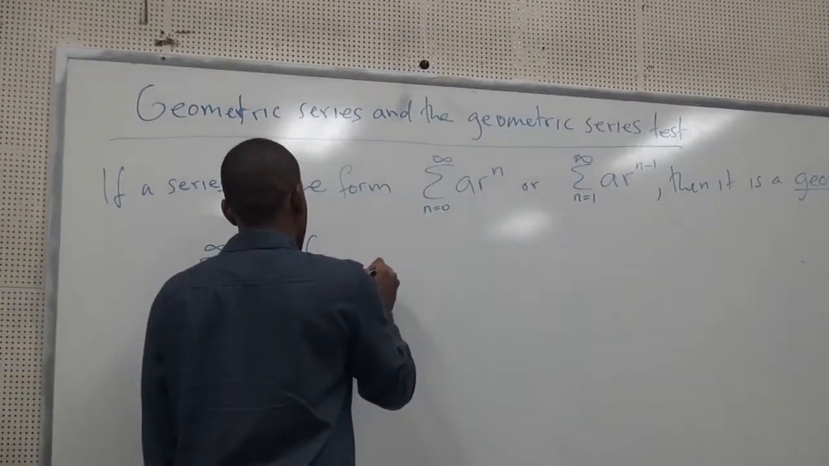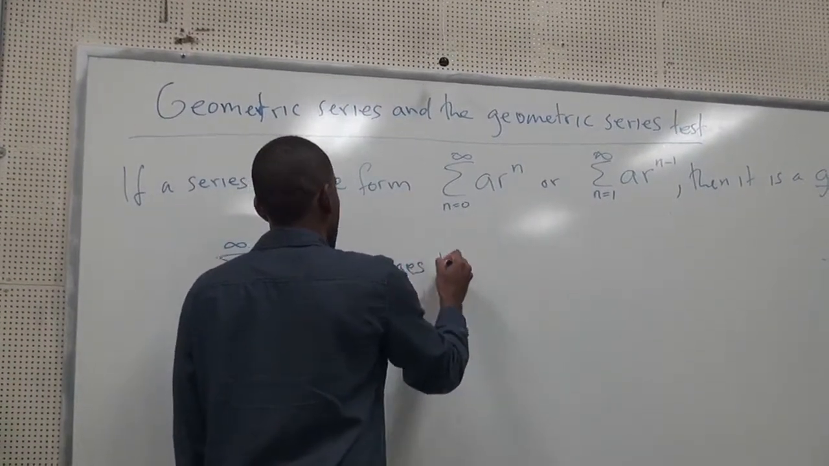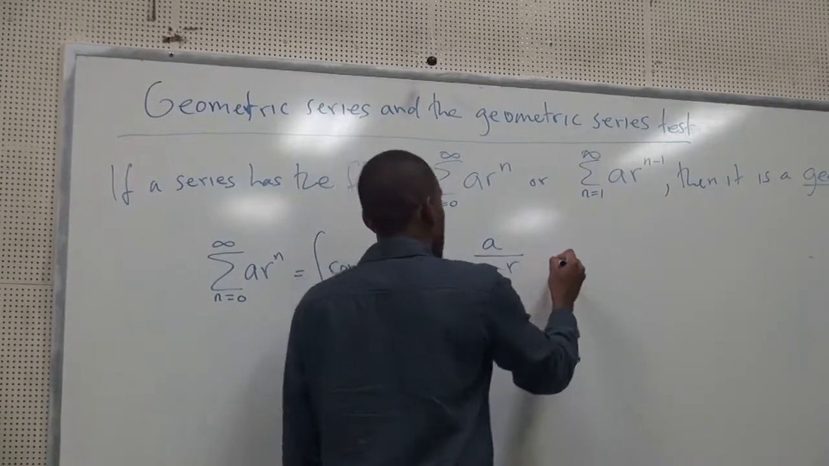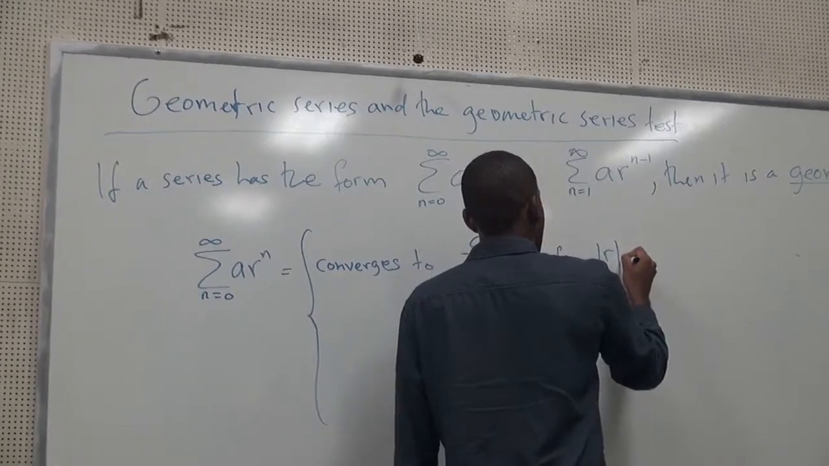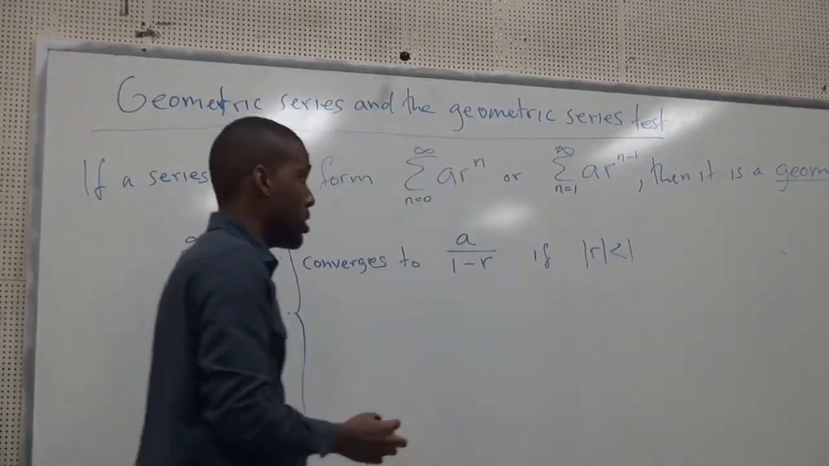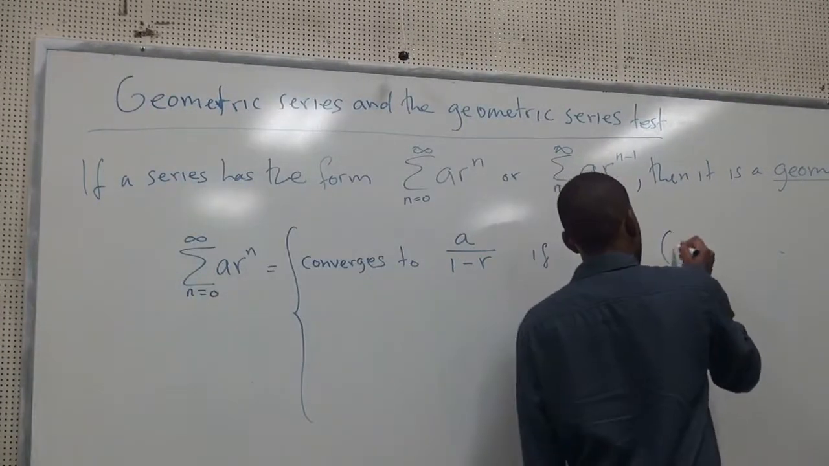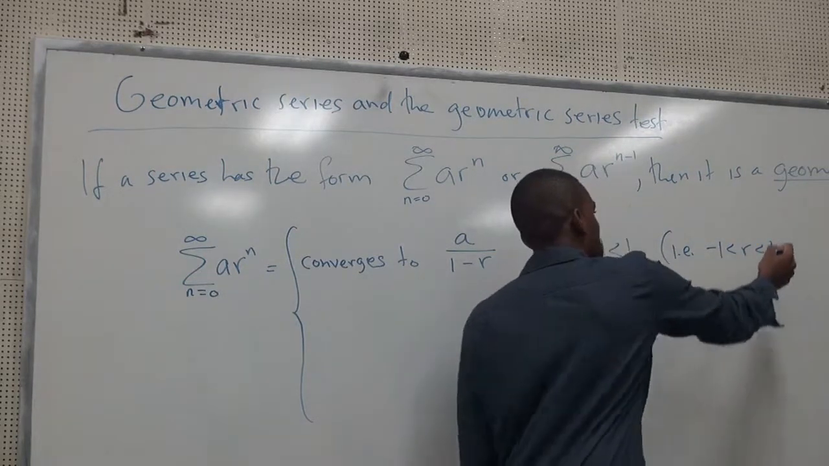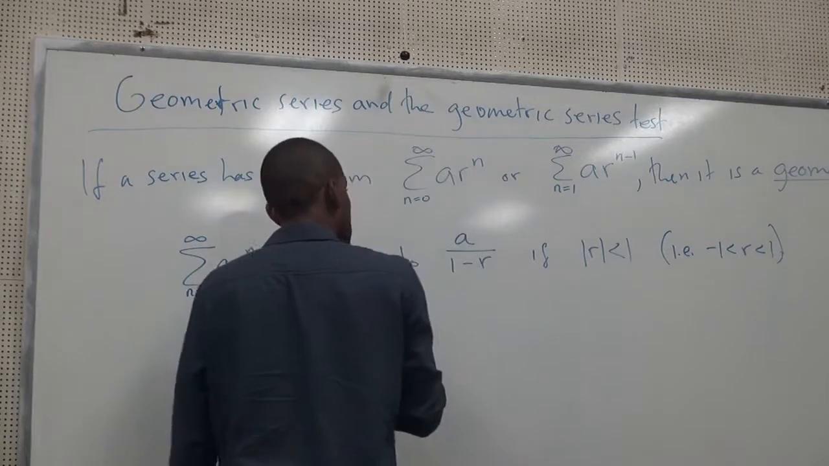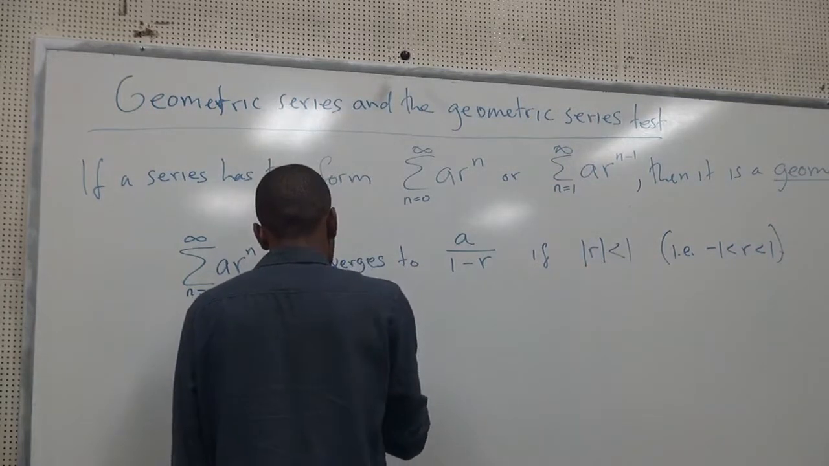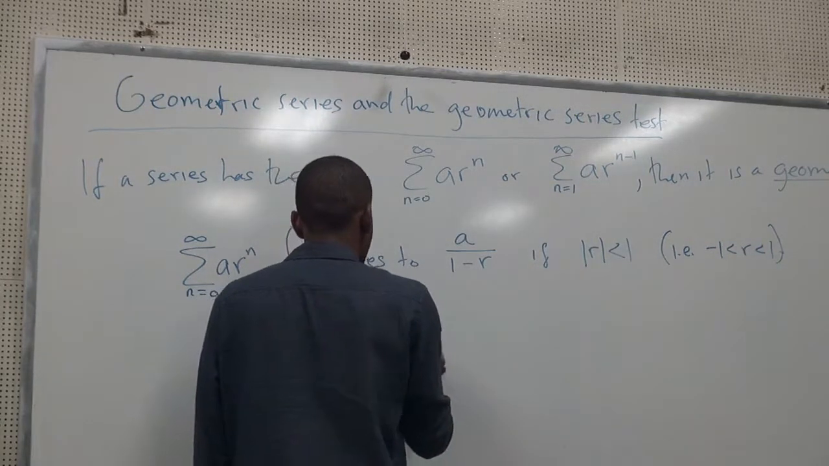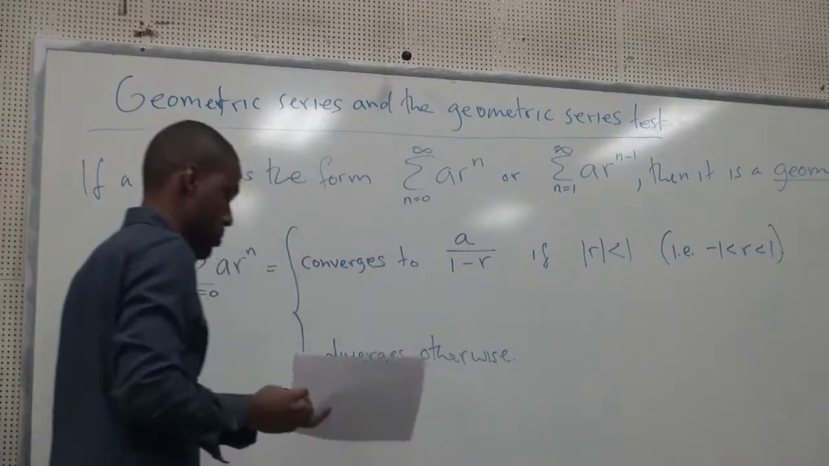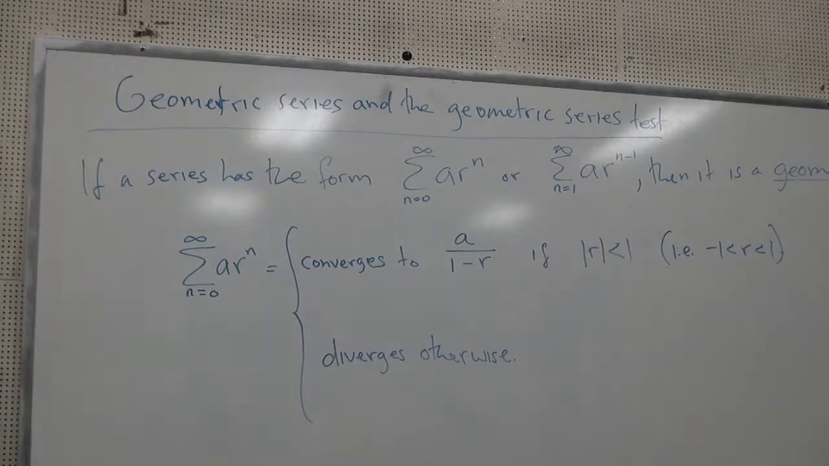This converges to a over 1 minus r if your r is strictly less than 1 in absolute value, right? i.e. r is between 1 and minus 1. Otherwise it diverges. So that's a geometric series.